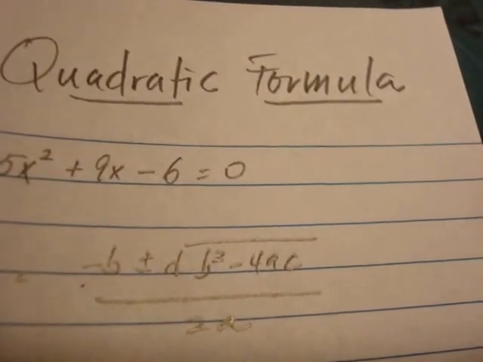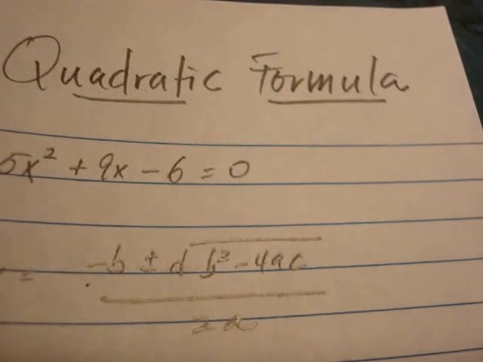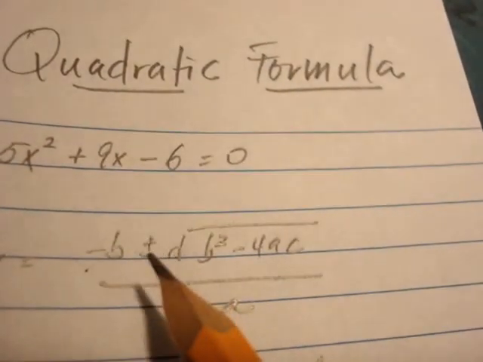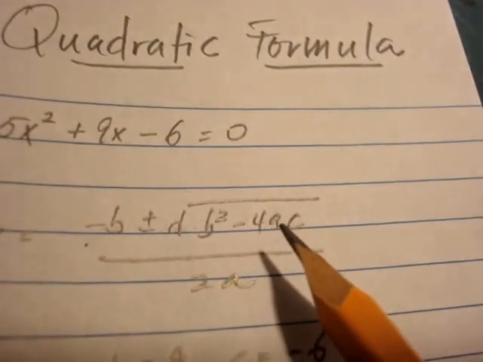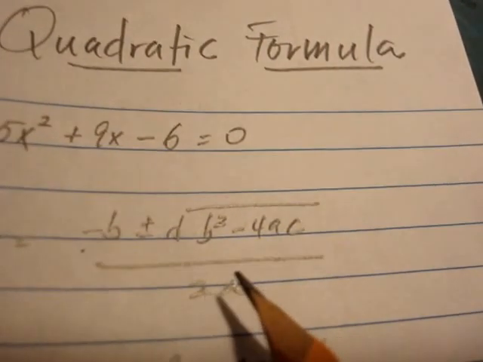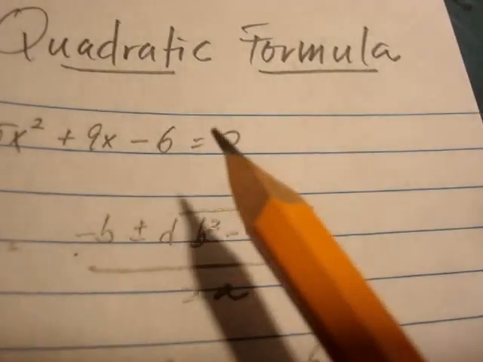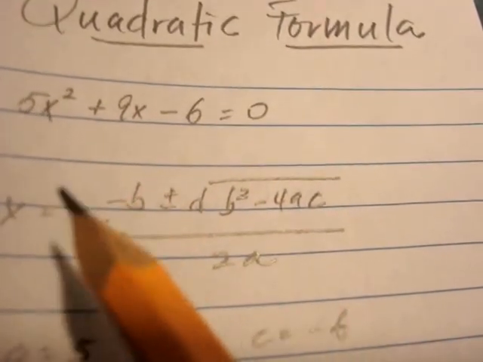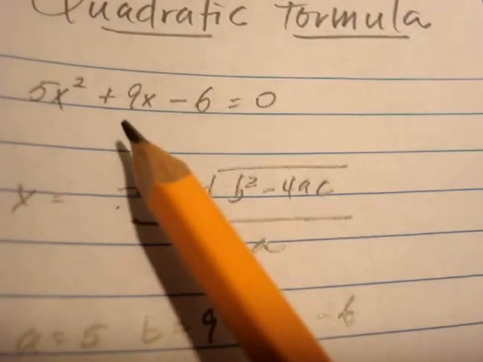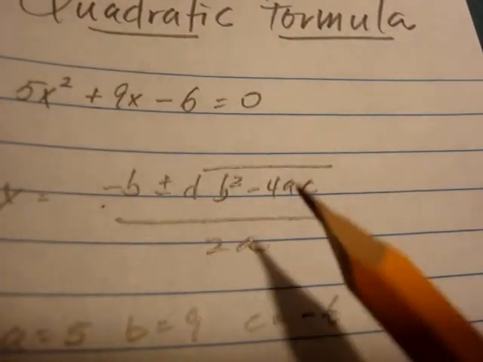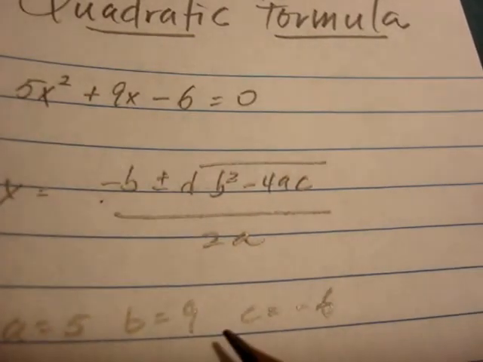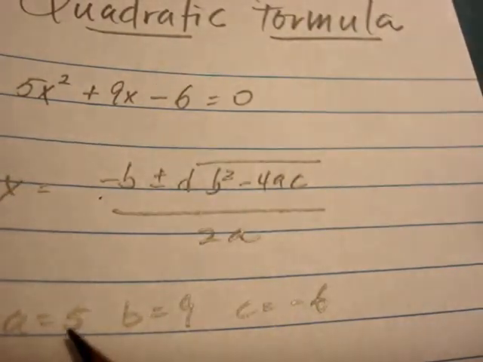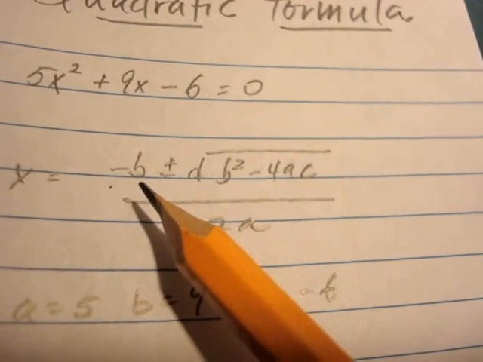The quadratic formula is x equals negative b plus or minus radical b squared minus 4 times a times c, divided by 2a. So the a will be the 5, the b will be the 9, the c will be the -6. Once you have all these letters, all you need to do is just plug them back into the quadratic formula.